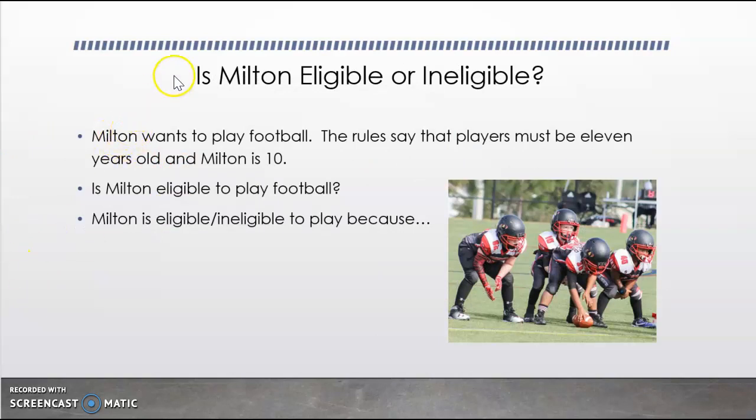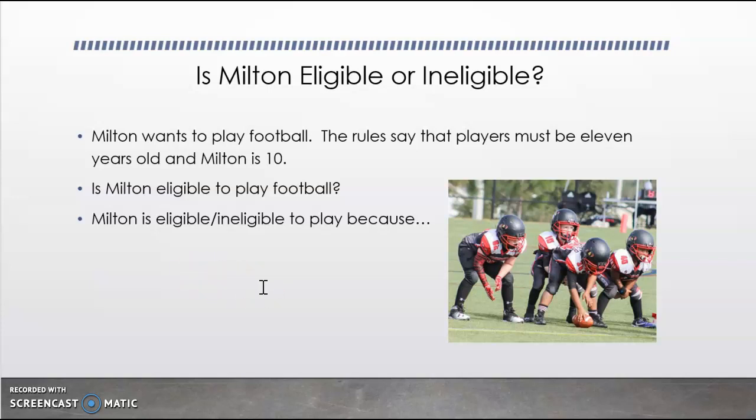So let's try a few examples. I know those referred a lot to immigrants coming through Ellis Island. That's actually a text that we read in the building when students are here with us. In this example though, let's think about Milton. Is he eligible or ineligible?